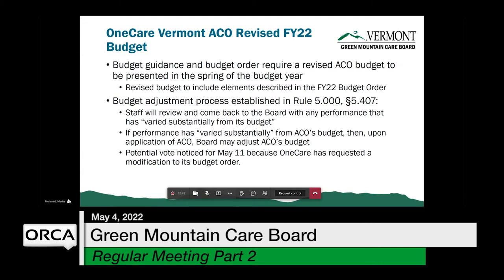So staff is in the process of reviewing the revised budget, including this presentation from OneCare today. We'll come back to the board with any performance that has varied substantially from its budget. We're scheduled to present that next week. If performance has varied substantially from the ACO's budget, then upon application of the ACO, the board may adjust the ACO's budget. There's a potential vote noticed for May 11th because OneCare has requested a modification to some of the language in its budget order, which they will discuss today.